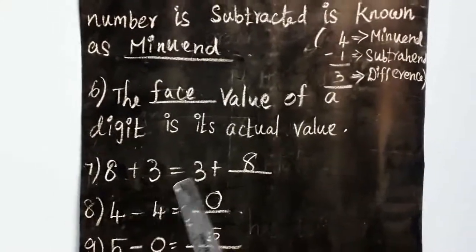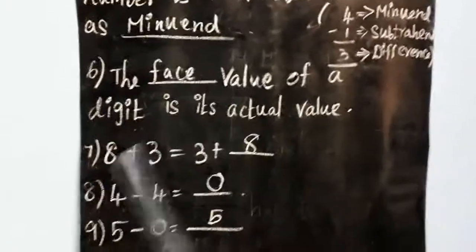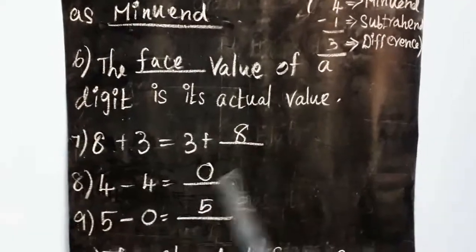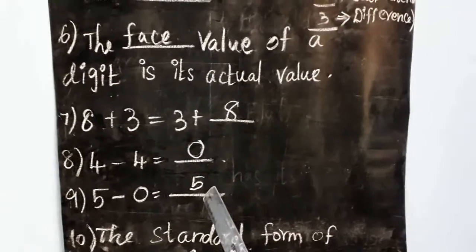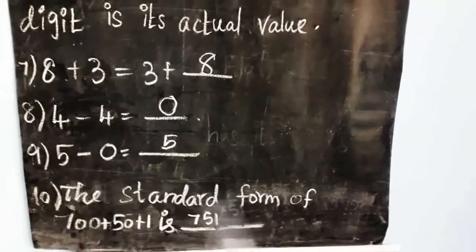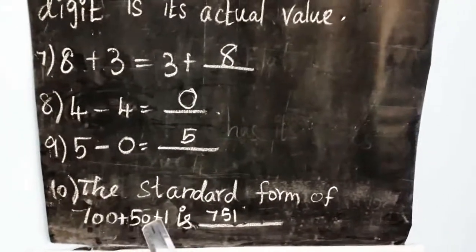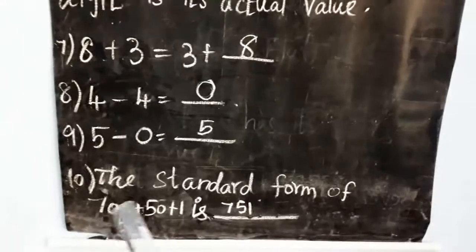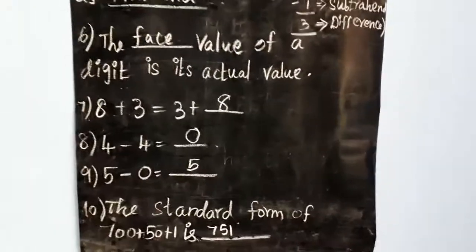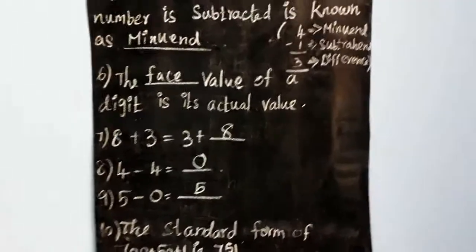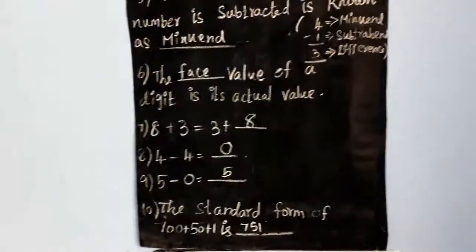The face value of a digit is its actual value. 8 plus 3 is equal to 3 plus 8. 4 minus 4 is equal to 0. 5 minus 0 is equal to 5. The standard form of 700 plus 50 plus 1 is 751.